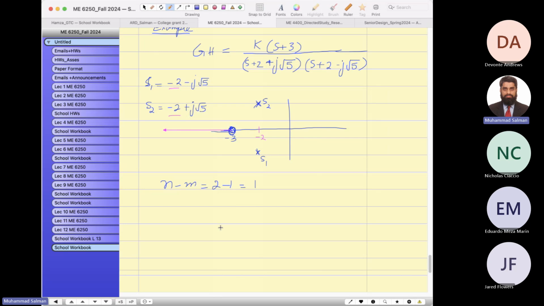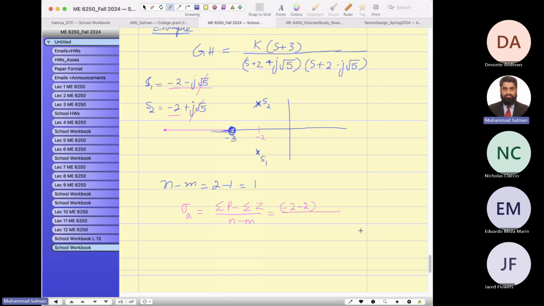Now the angle of asymptotes. So what is the centroid location? Centroid location equals, in this case, the sum of all the poles minus the sum of all the zeros. So let's sum this pole, -2, -2.